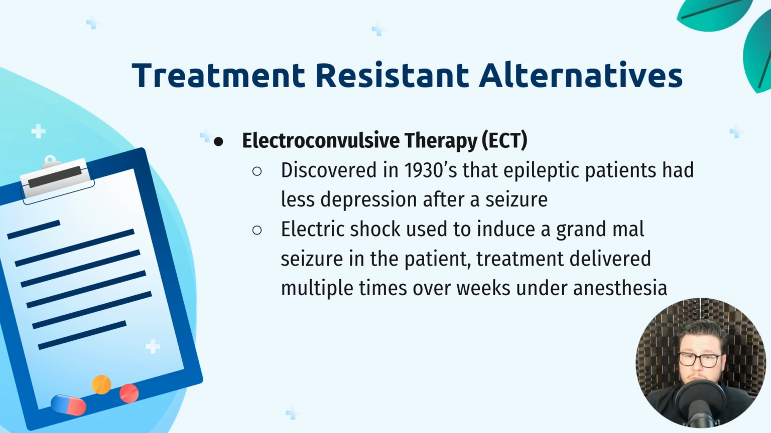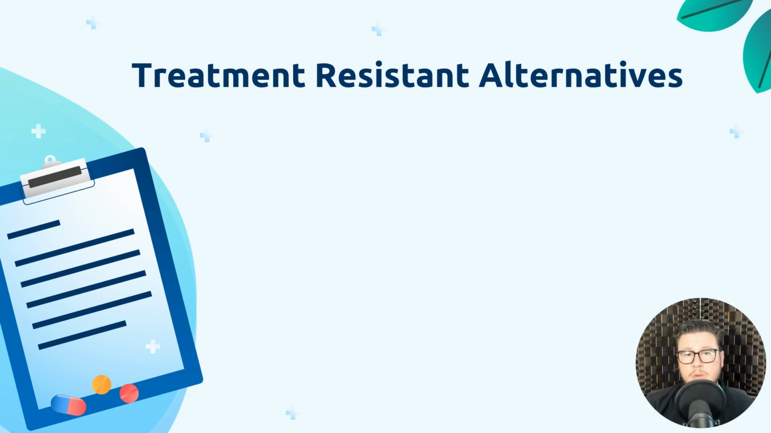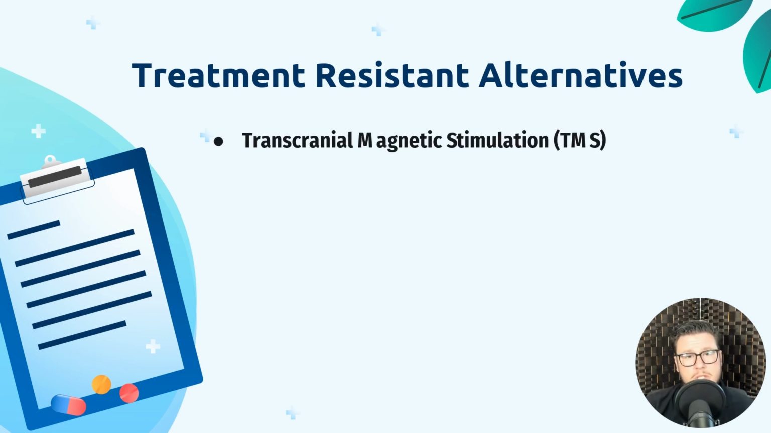So it was used to induce a grand mal seizure, and that can be done, especially if we put the patient under with anesthesia to make sure they don't hurt themselves and we can keep them strapped down during the seizure. It can be done correctly and ethically. Today, believe it or not, ECT is considered the gold standard in effectiveness. Its side effects are actually quite rare, but it is still considered a treatment of last resort, obviously because we're inducing a seizure in your brain, and that's a pretty big step. But it is very effective. So another treatment-resistant alternative is what's called transcranial magnetic stimulation, or TMS.